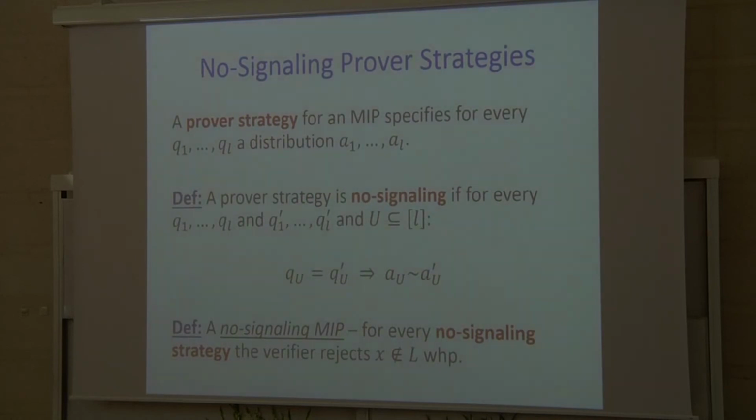Okay. So what is a no signaling MIP? Basically, an MIP that is resistant to these kinds of stronger attacks. So an MIP in which any no signaling prover strategy can convince the verifier to accept false statements only with some small probability.